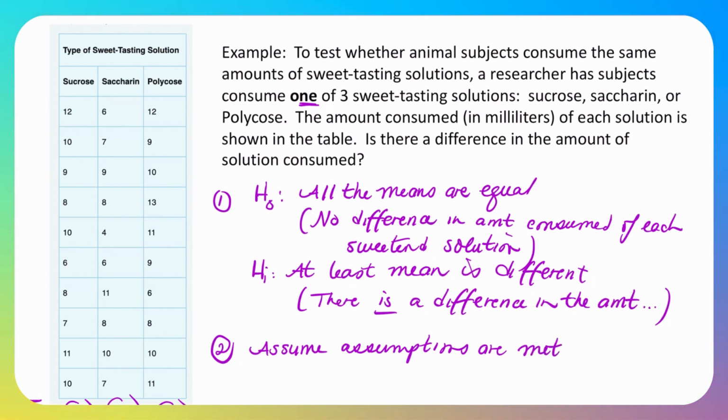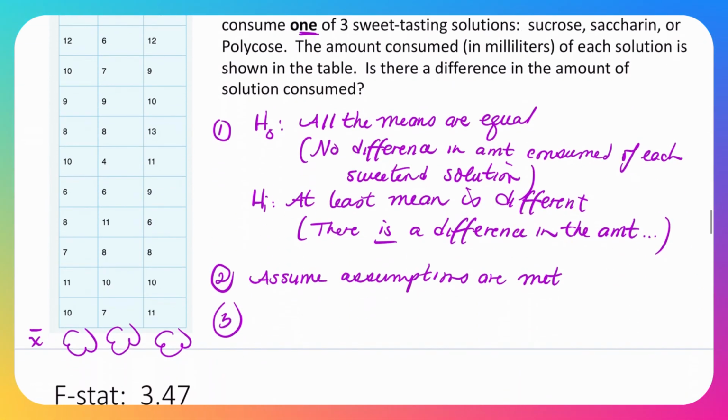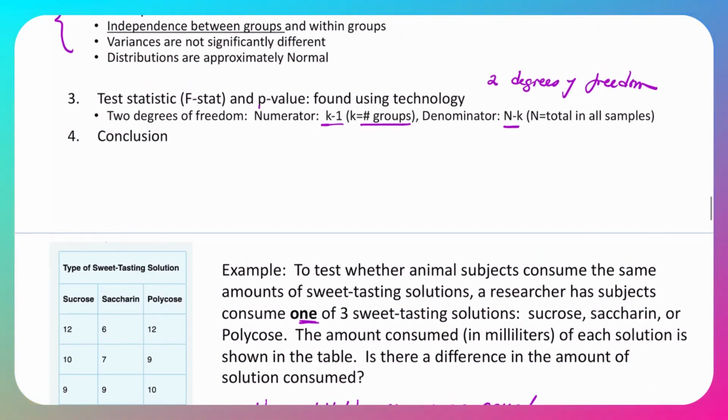Okay, so in our third step, we're going to find our test statistic and our p-value. So our test statistic is 3.47. Notice we have 2 degrees of freedom, which are found based on these formulas here. So the first degree of freedom is the number of groups minus 1. So there's 3 different groups, so 3 minus 1 is 2. So that's our first degree of freedom.